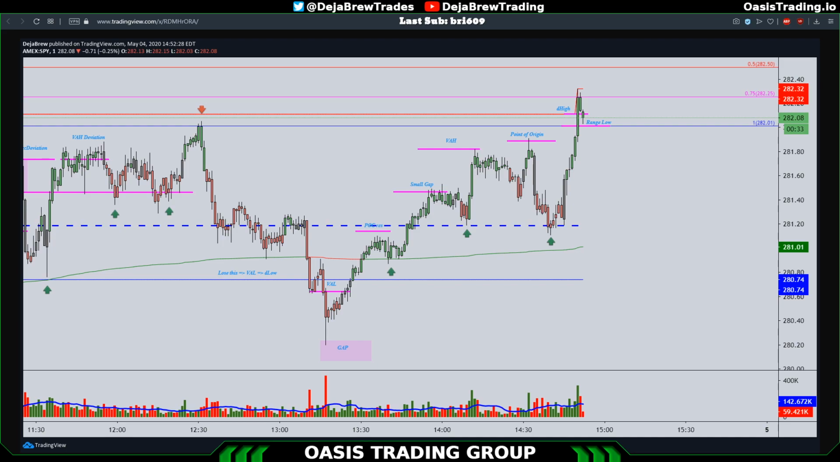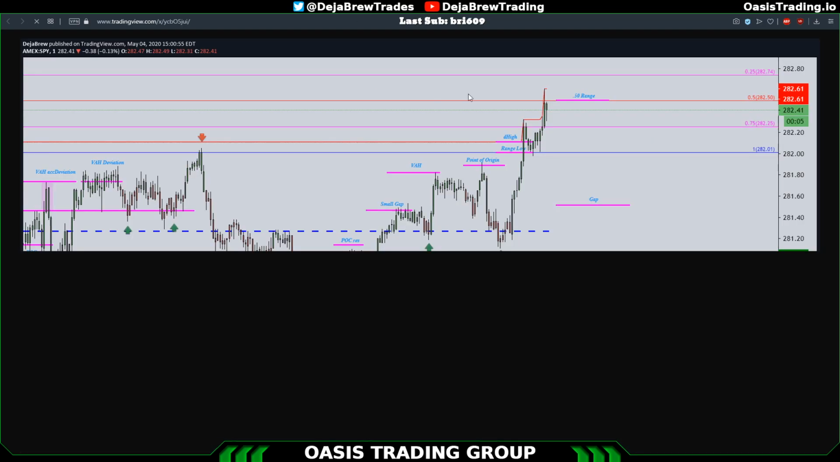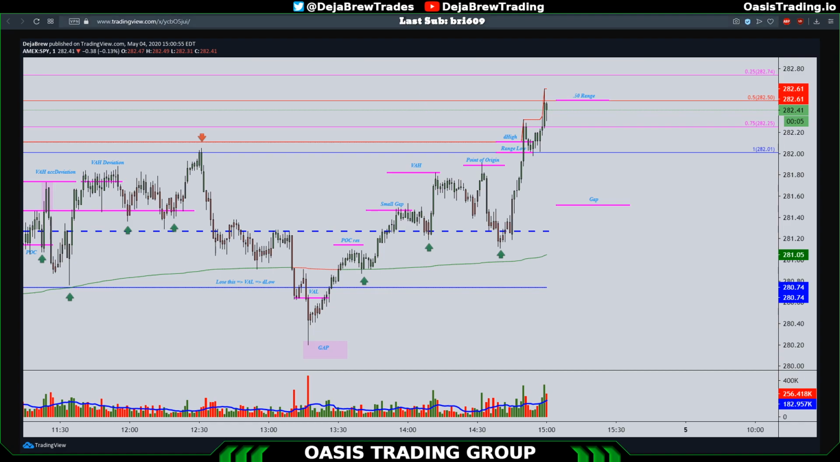And then that's basically it. And then we have the mid-range. We called out the mid-range here as the next target. And then you had the mid-range be hit there. And now we're basically up to speed.